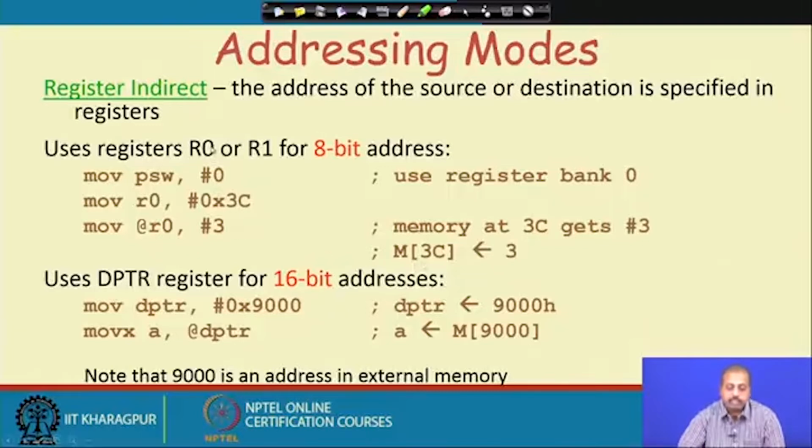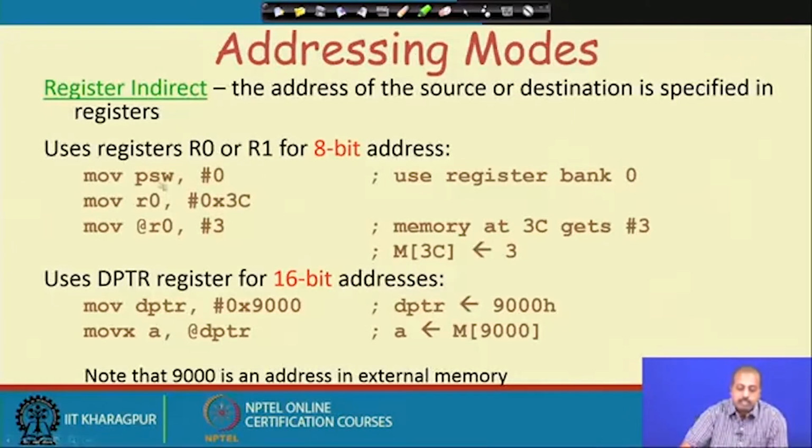So, only the registers R0 and R1 can be used for this purpose. You cannot use any other register, like you cannot have an instruction like move @R2, #3. That is not possible, only R0 and R1, and we have to be careful that R0 and R1 have been initialized with proper values.